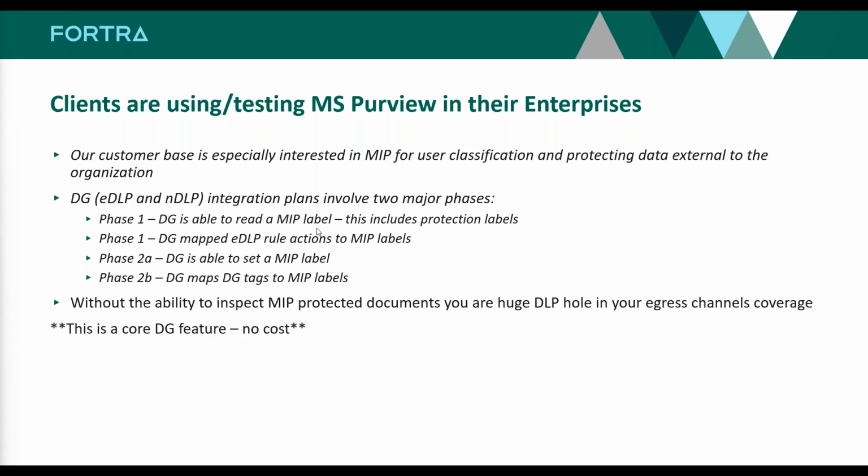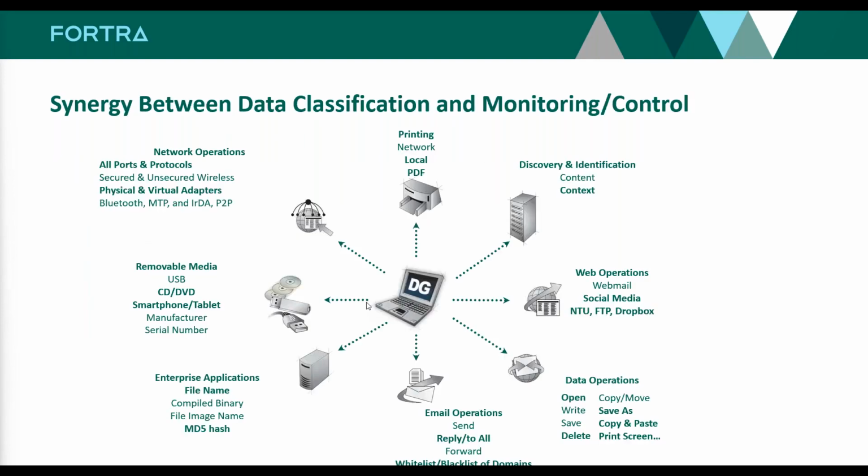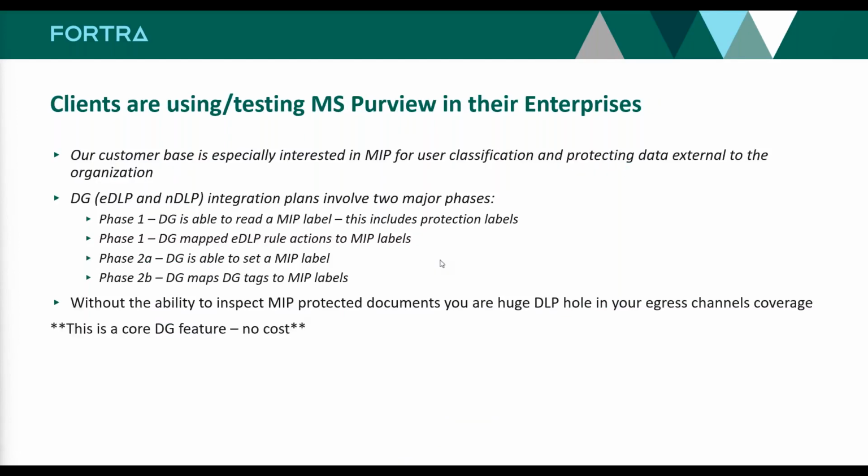Of course, once you tell them you can read labels, everybody says, I want to set labels too. And then phase 2, which is actually 2B, which is due out end of this year, next year, is the ability to map DG tags to MIP labels, and I'll show you that. So again, if you're talking to DLP vendors, without the ability to inspect a protected document is a huge hole, right? It's a huge hole if you can protect the data and get it out without something seeing it and controlling it.